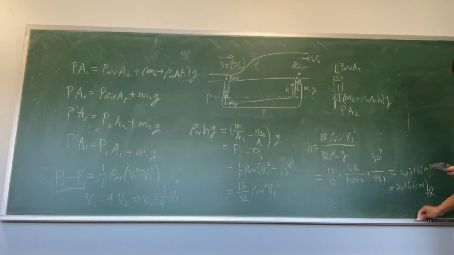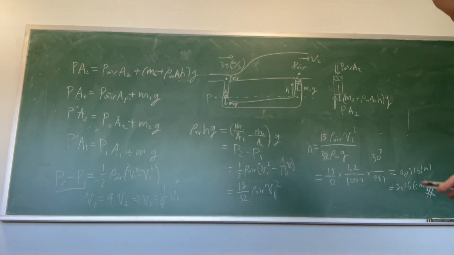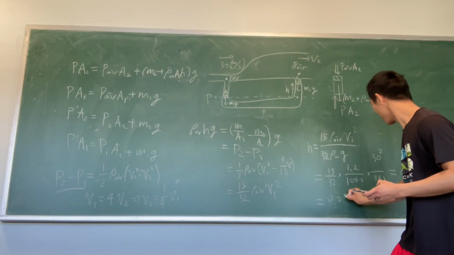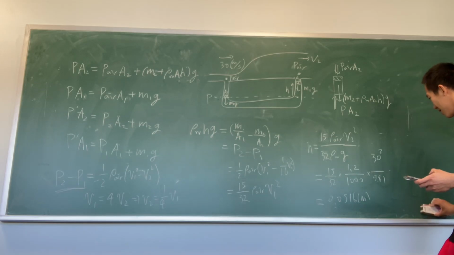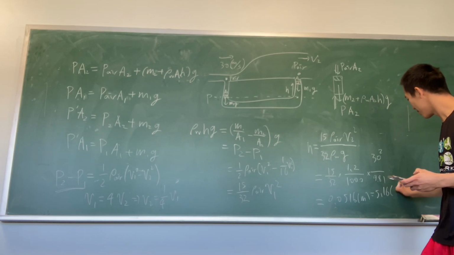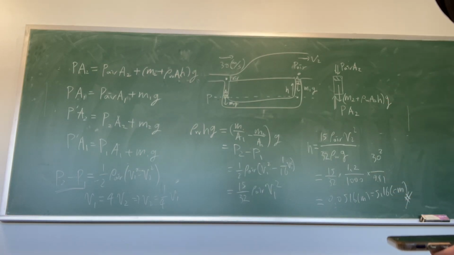So that's how you do this question. Can you see that? No? So plug those numbers in. This is 0.0516 meter, and that is 5.16 centimeter. Can you see that? Yeah, okay.